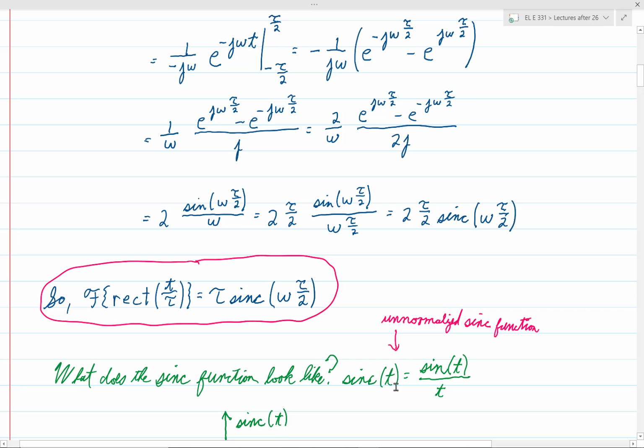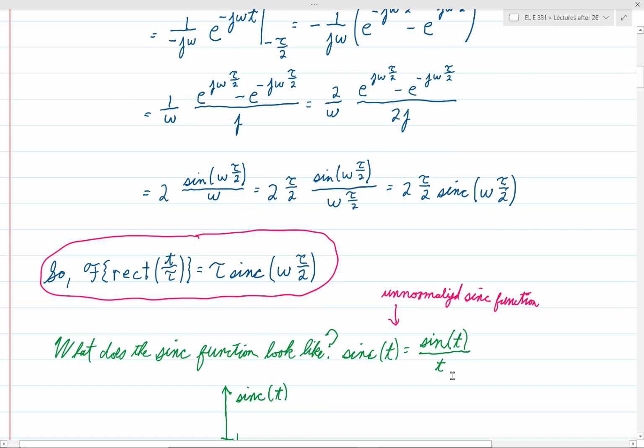In general, sinc of t is sine t over t. Now this is called the unnormalized sinc function, and that's what we will use for this course. But you'll see in some courses they will use what's called the normalized sinc function, and that will be sine of pi t over pi t. Okay, but in this course, we will use sinc of t equals sine of t over t.